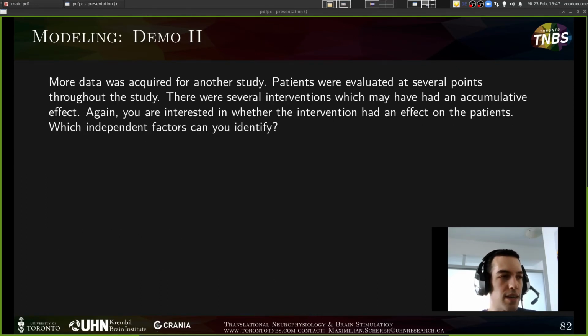And then I have another demo here in which more data was acquired for a study. Patients were evaluated at several points this time throughout the study. There were several interventions which may have had an accumulative effect, and we are interested in, again, the effect of the intervention on the patients. So what are the factors you would model here?